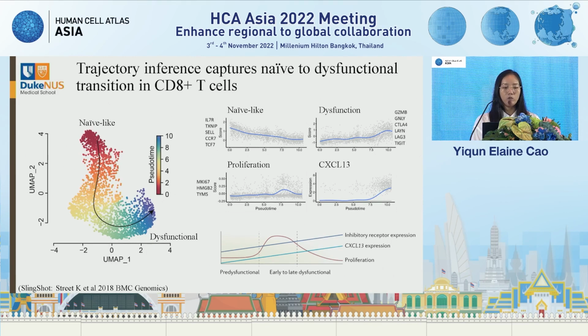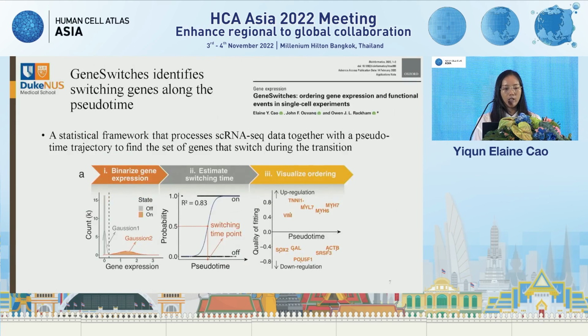So next, to further investigate the novel regulators along this dysfunctional evolution, we developed a computational tool called GeneSwitches to identify the switching genes along the pseudotime. GeneSwitches is a statistical framework that processes a gene expression matrix together with a pseudotime ordering to find the set of genes that switch during the transition.